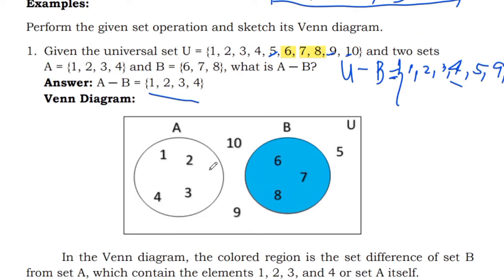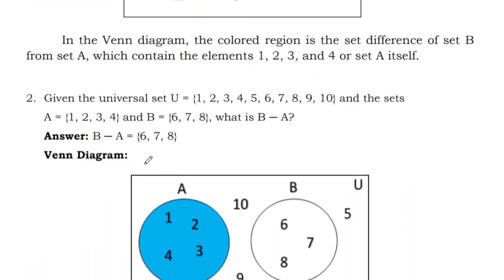Okay, so the shaded portion for this should be here. So this is the shaded portion, not this one. This is not the shaded portion. This must be here, the shaded portion here, because the answer is 1, 2, 3, 4.